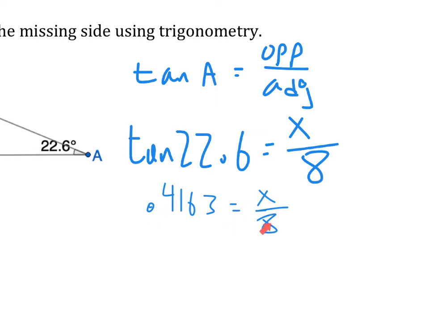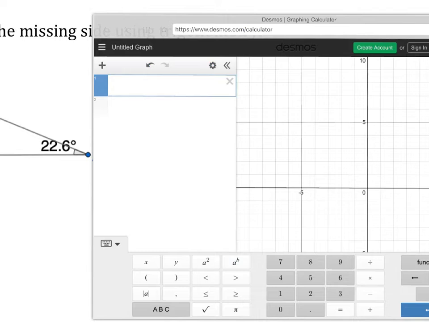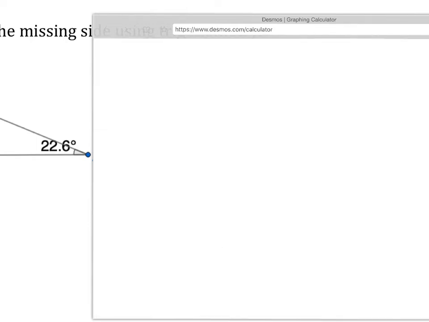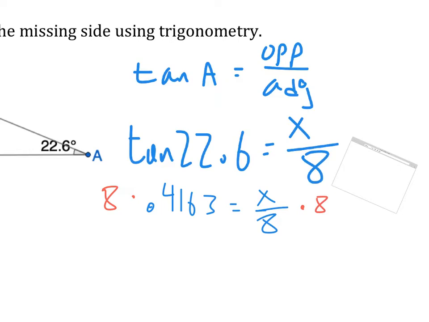We know we got x divided by 8. We want to get rid of that 8, so we can multiply both sides by 8, right? And so we're going to go to our calculator, multiply 0.4163 times 8. So bringing in our calculator, 0.4163 times 8 gives us 3.3304, which we can round off to 3.3 is fine. This problem doesn't tell us exactly what to round to, but it is rounded. So it should be about 3.3.